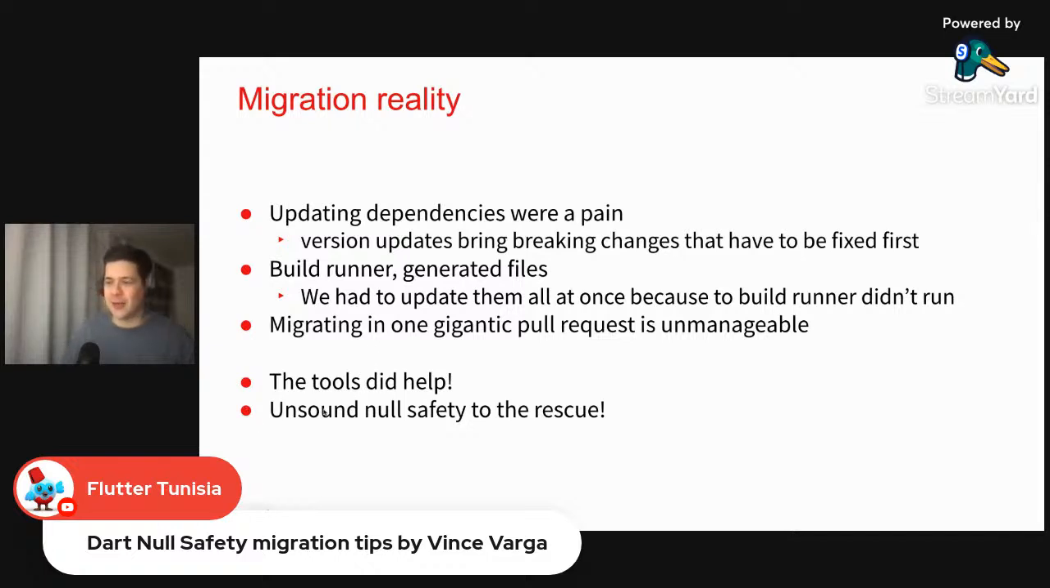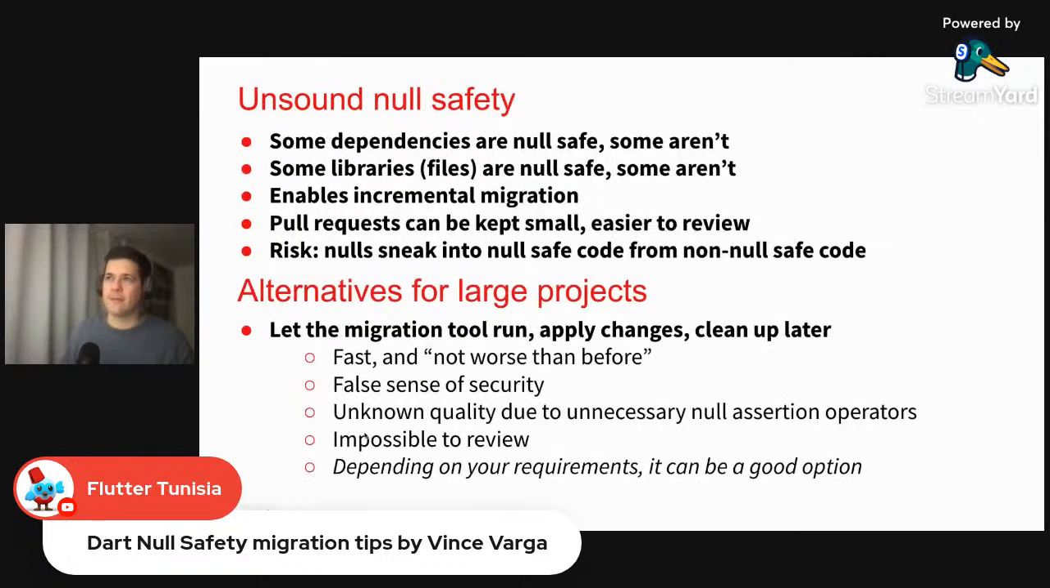But if it doesn't work out for you, if you cannot migrate in one step, then there is unsound null safety, which means that some dependencies are null safe and some aren't. Some files are null safe and some aren't, and this enables incremental migration. This way, you can keep your pull requests small, and that makes them very easy to review. But of course, what you need to understand is that it also comes with downsides and disadvantages.